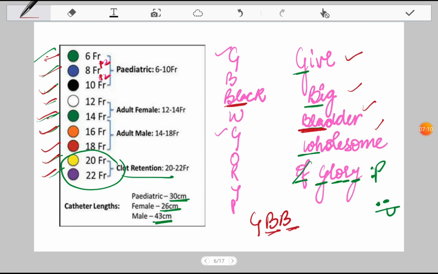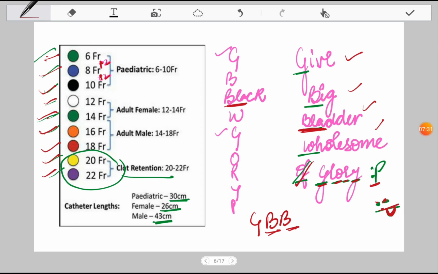So give big bladder wholesome of glory. In glory, in the first part you have to skip L, and in the second you have to skip L. So there G is for green, orange, red, yellow, and this you guys know is a symbol like this emote.